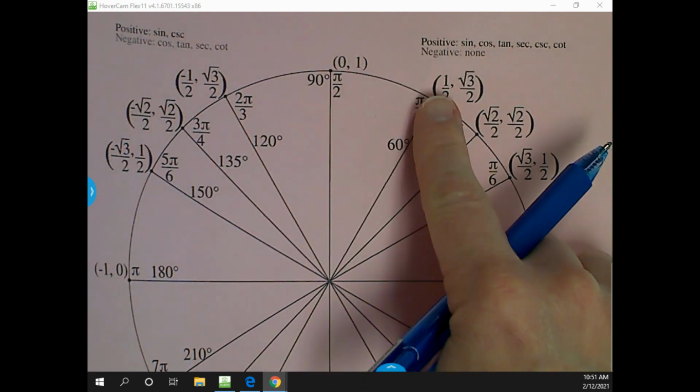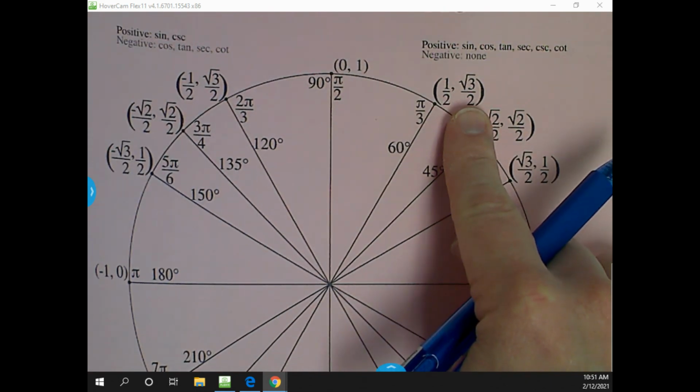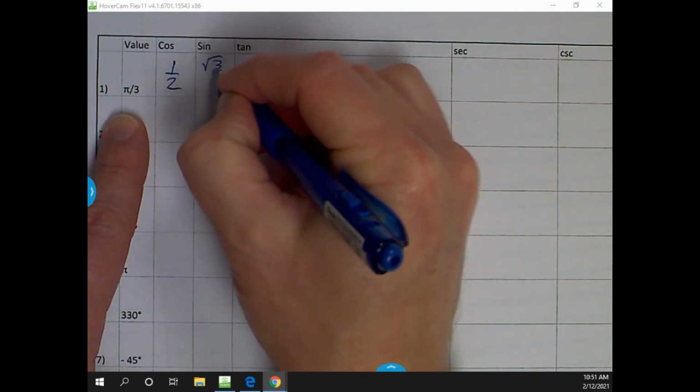And if it asks you to find the sine of pi over 3, same thing. You go to pi over 3. Sine is going to be the second number, so it's square root of 3 over 2. If it's cosine or sine, it is just that easy every single time if you've got the unit circle in front of you.